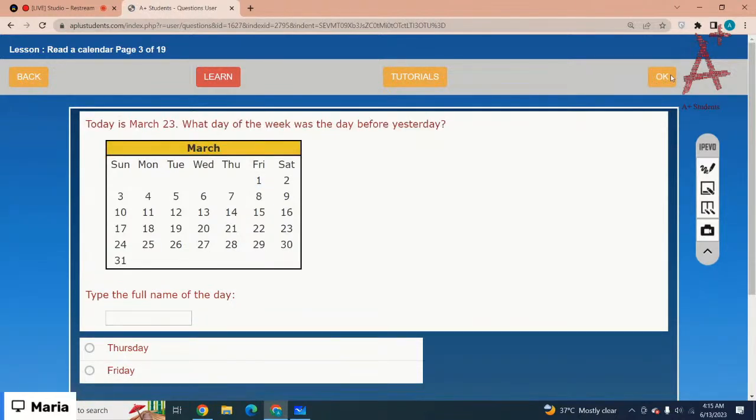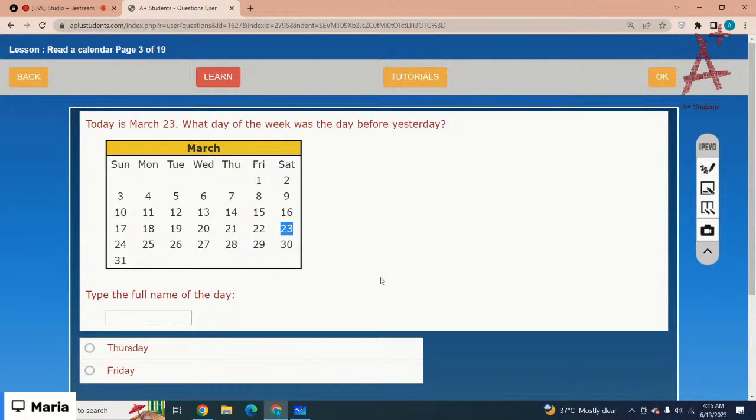Okay, today is March 23. What day of the week was the day before yesterday? Okay, so today is March 23. Here is 23rd March. Got it? You have to see what day of the week was the day before yesterday. So which is the correct option?